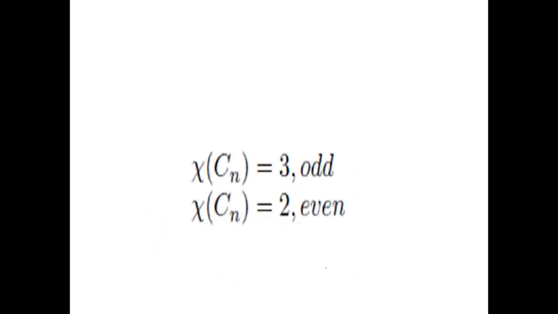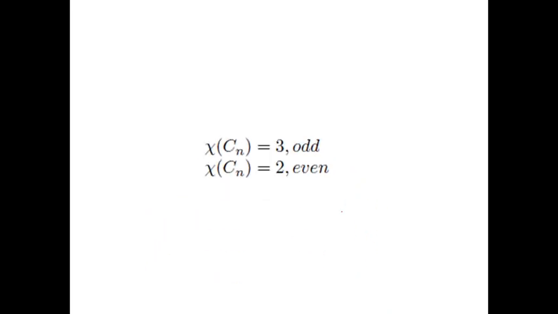So remember this: if the cycle is odd, it definitely needs three colors, and if it is even, then it needs two colors. So for any number of vertices, this is possible.